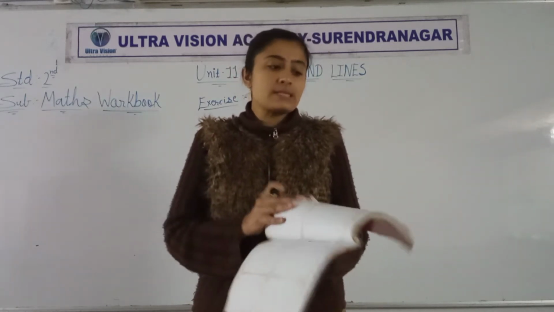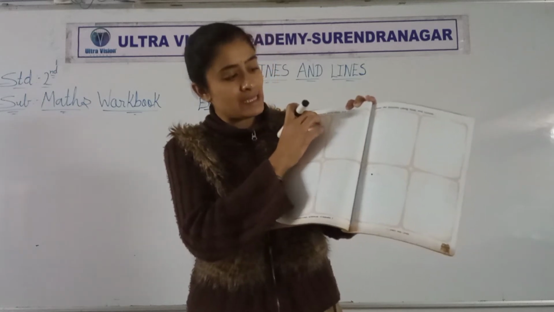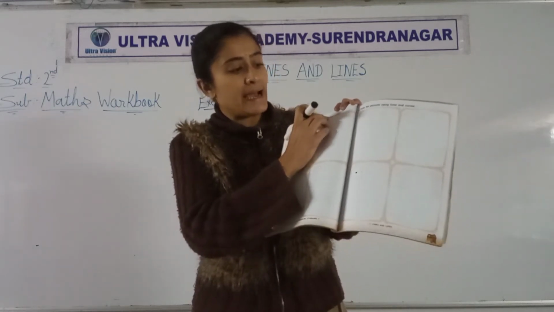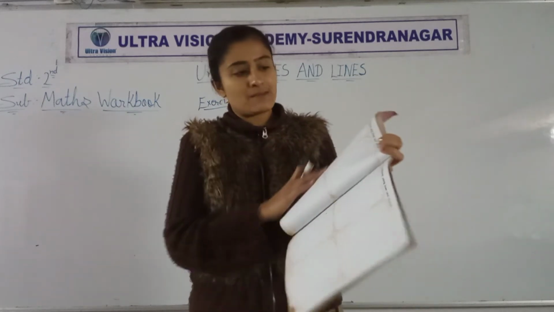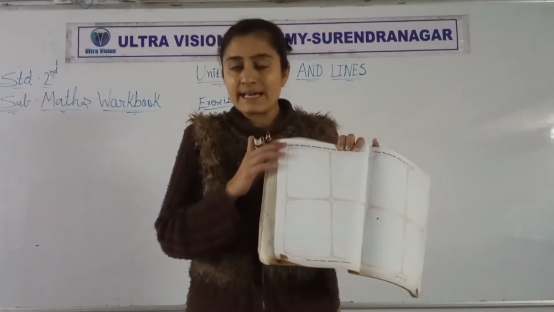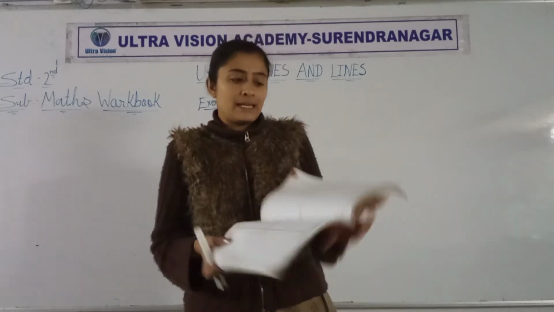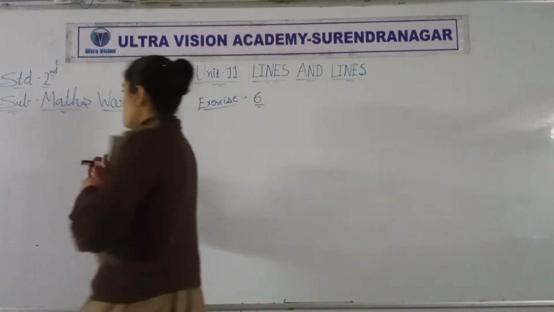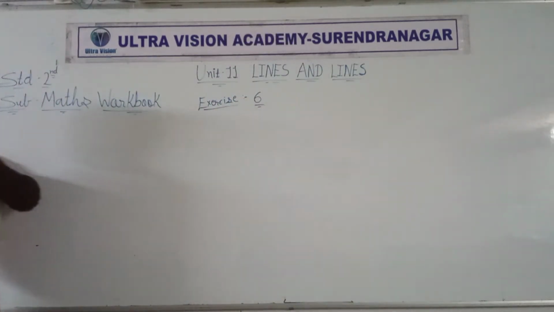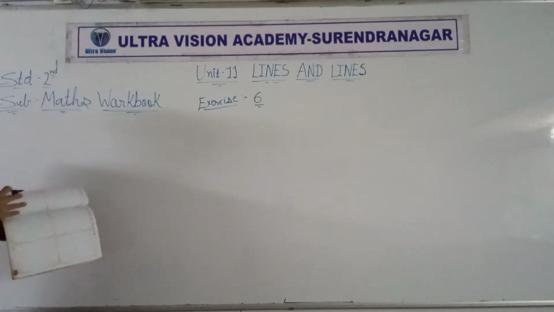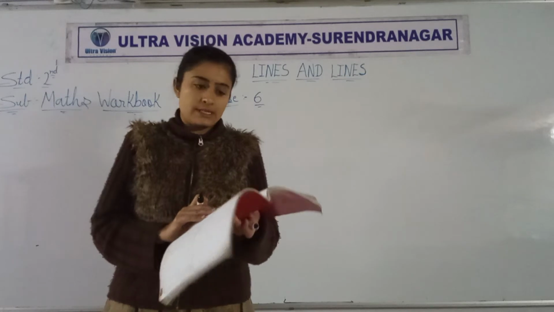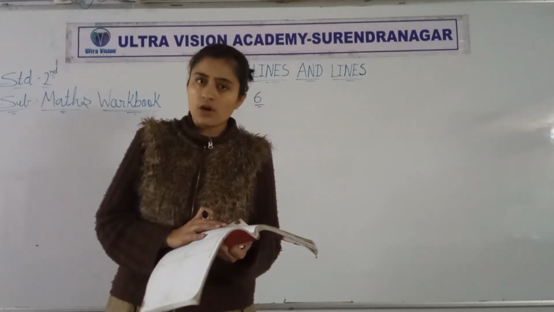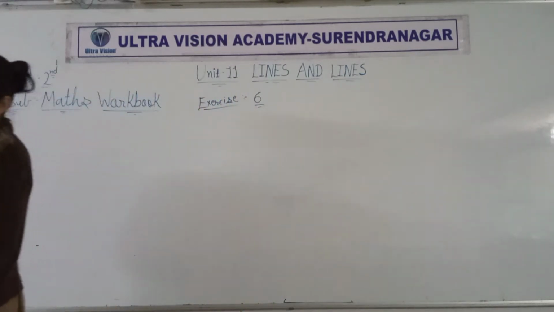Exercise number 6. Draw the dancing pictures using lines and curves. You have to draw these dancing pictures using lines and curves. Let's get started with picture number 1. Here we have 4 pictures in exercise number 6. You have to draw it in your maths workbook. It is also your homework. So you have to do very well.